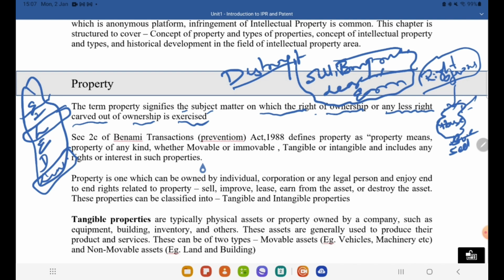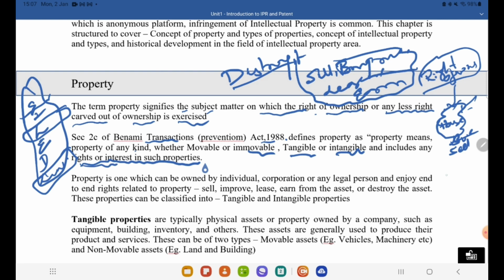Section 2C of the Benami Transactions Act 1988 defines property as any property of any kind, whether movable, immovable, tangible, intangible, and includes rights and interest in such properties. So it clearly says property under the Benami Transactions Act. This is not a general definition of property. Under the Benami Transactions Act, property is defined for the purpose of that act. Property means it includes any kind of property, whether it is movable, immovable, tangible, or intangible, and not only that, any rights or interest.